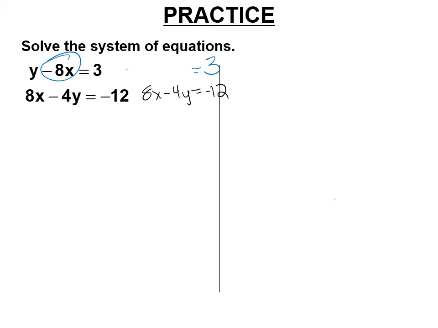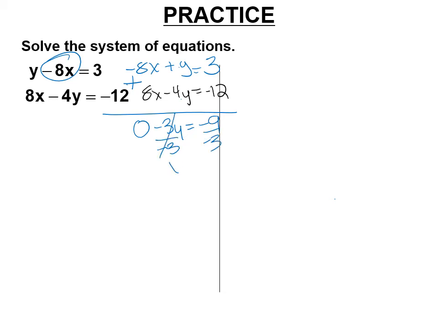So minus 8x becomes negative 8x. Y becomes plus y. So am I adding or subtracting? I'm adding, because negative 8x plus 8x is 0. Y plus negative 4y is negative 3y. 3 plus negative 12 is negative 9. Divide both sides by negative 3. Y equals 3. We have the y coordinate.